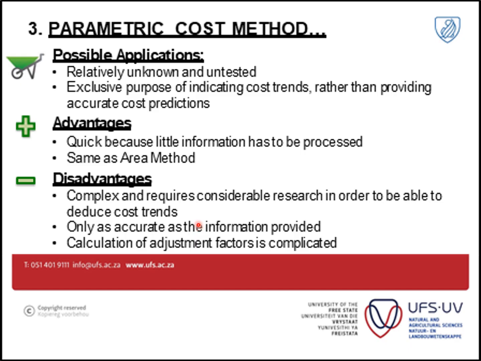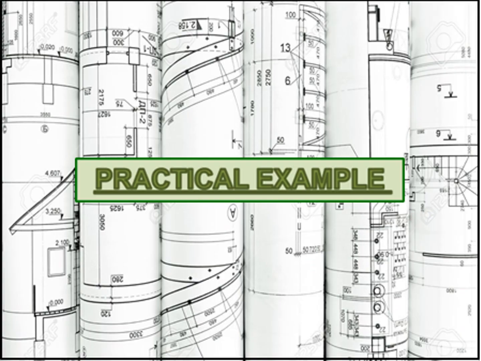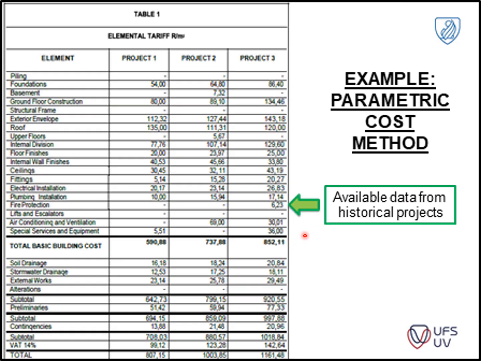It's complex and requires considerable research in order to be able to deduce cost trends, only as accurate as the information that you put into this calculation. So the calculation of adjustment factors can be quite complicated if you want to go into that. So let's look at a practical example of this. So the available data on a historical project is shown in the following table.